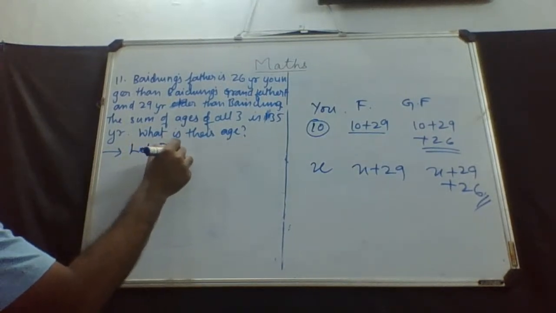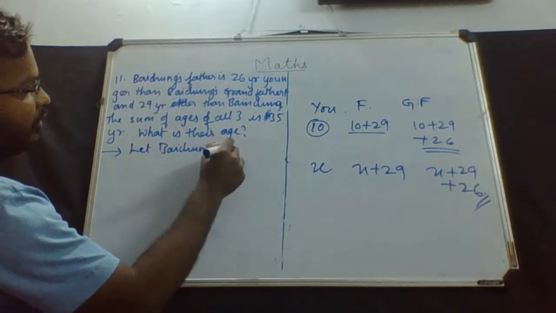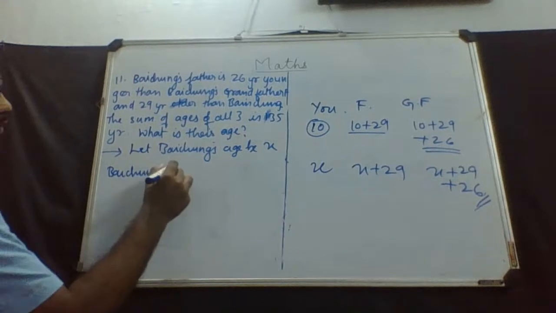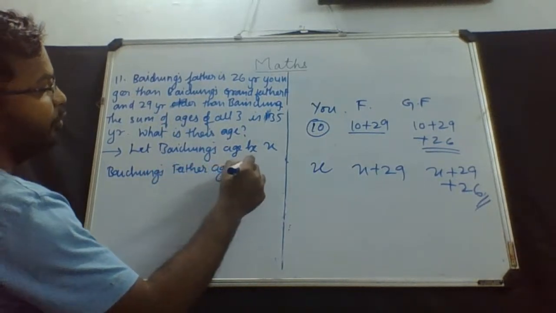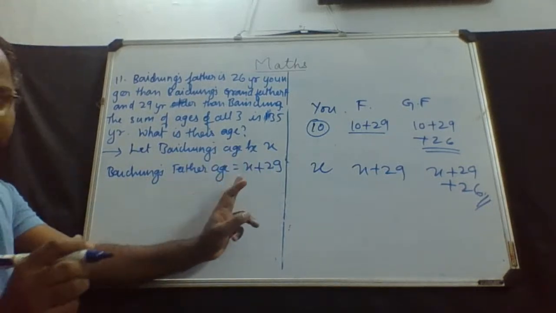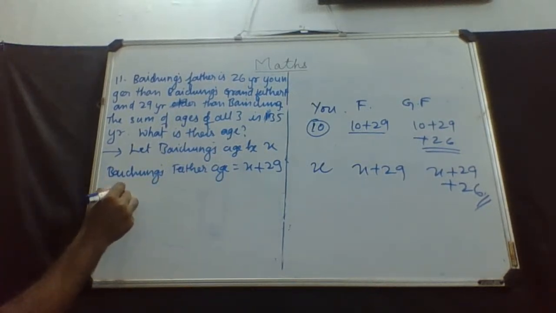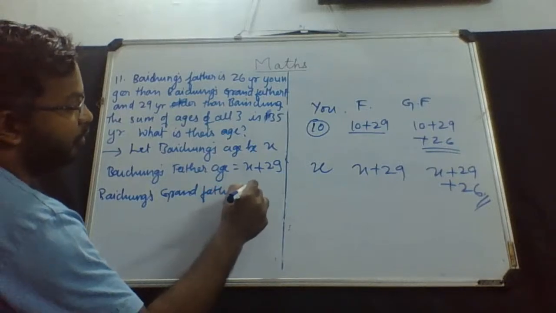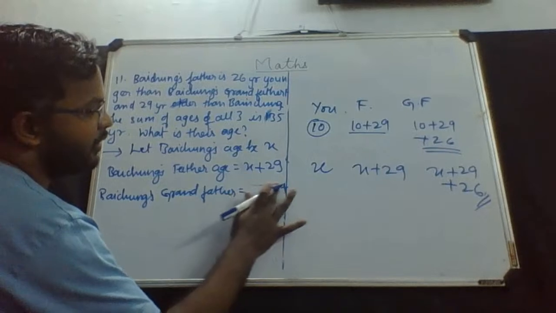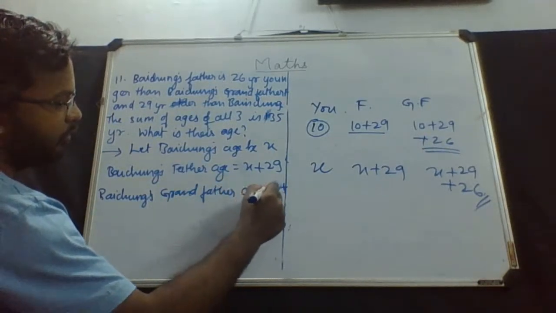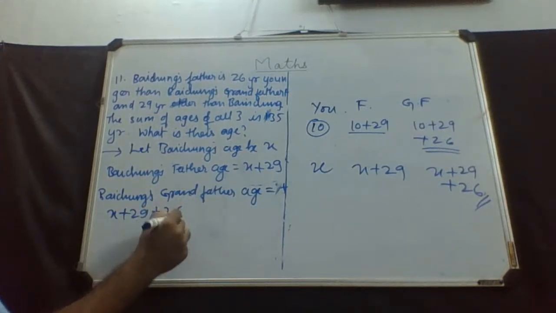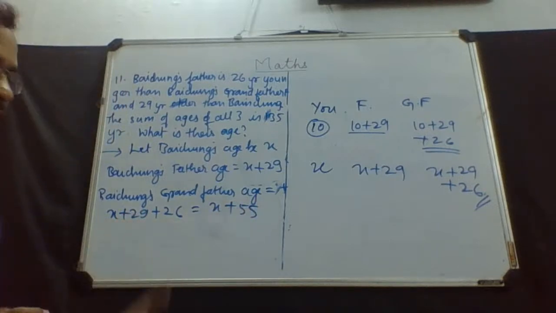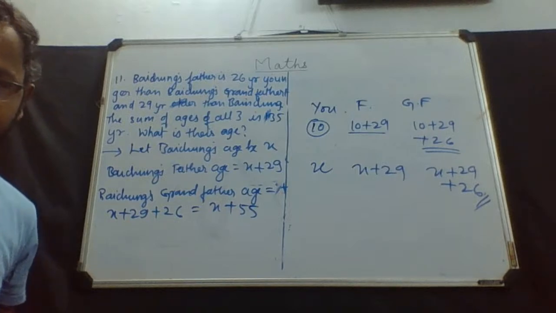Let Baichung's age be x. Then Baichung's father's age will be x plus 29, because he is 29 years older. Then Baichung's grandfather's age will be x plus 29 plus 26. 26 years add करना है. So how much will you get when you simplify this? x plus 55, because 29 and 26 simplify to 55.